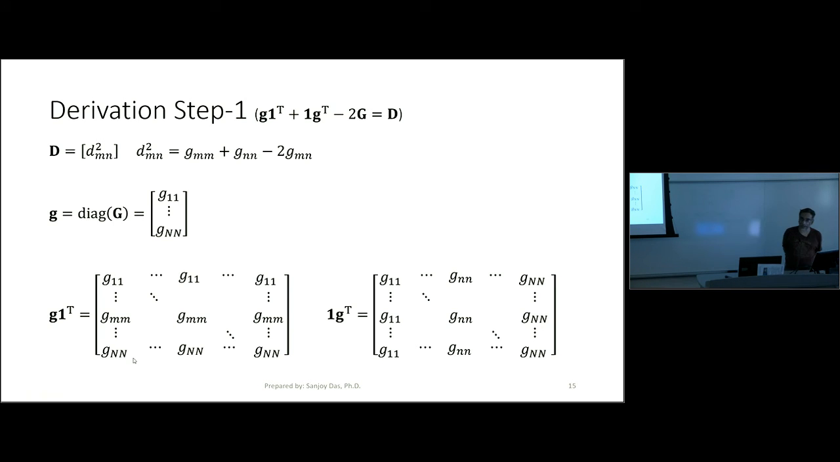The nth, the last row is GNN. Along the columns, that's another way to look at it, G11 through GNN. This vector G, again, is repeating n number of times. So this is G times 1 transpose. Now we take the transpose of that.